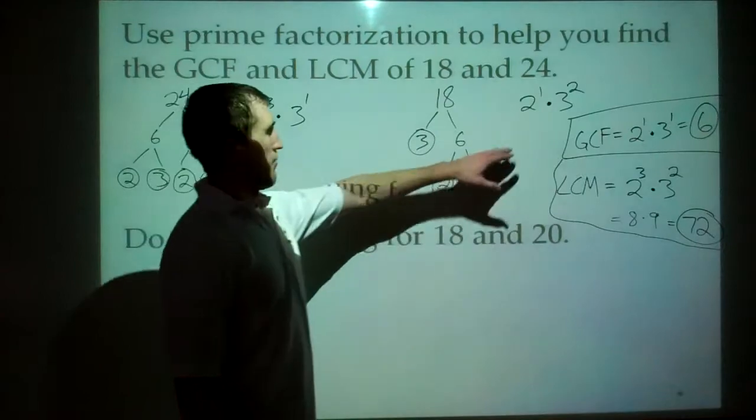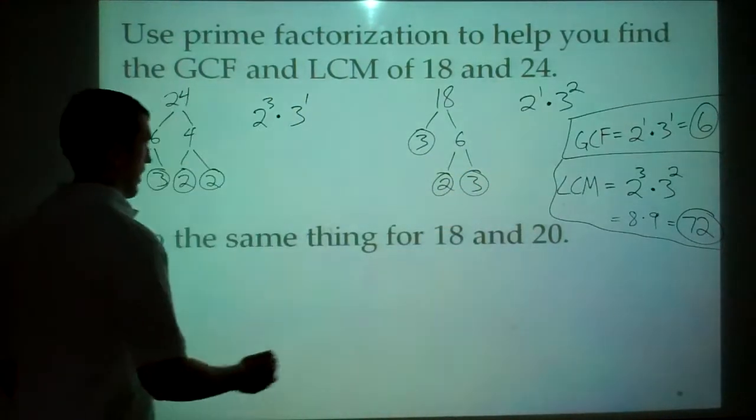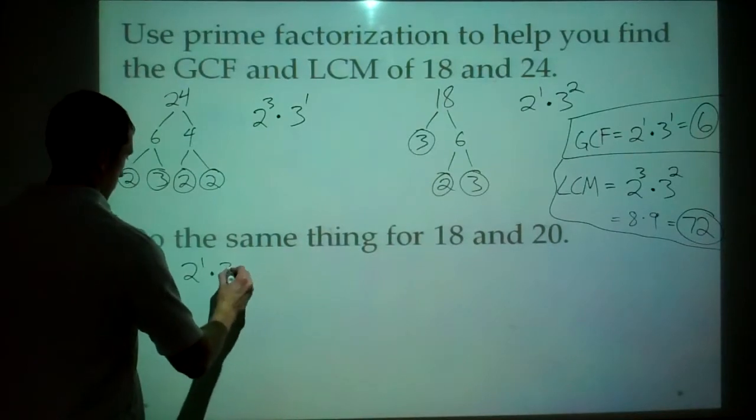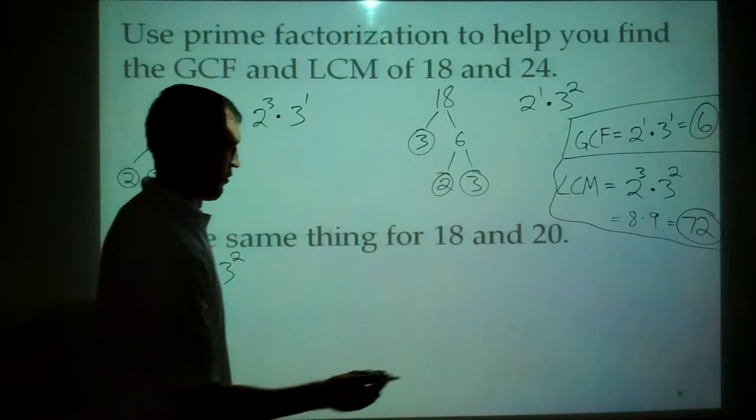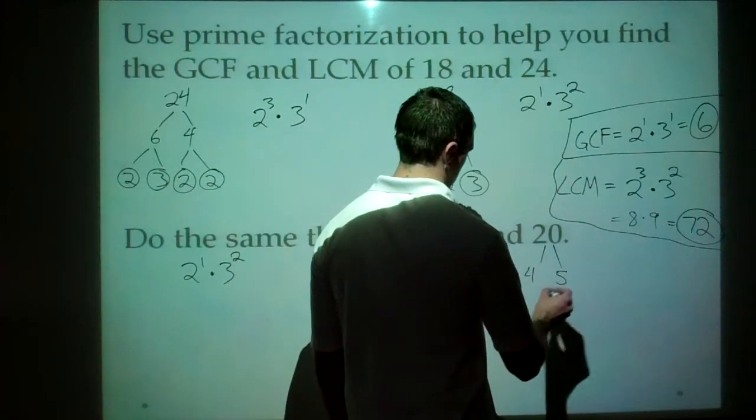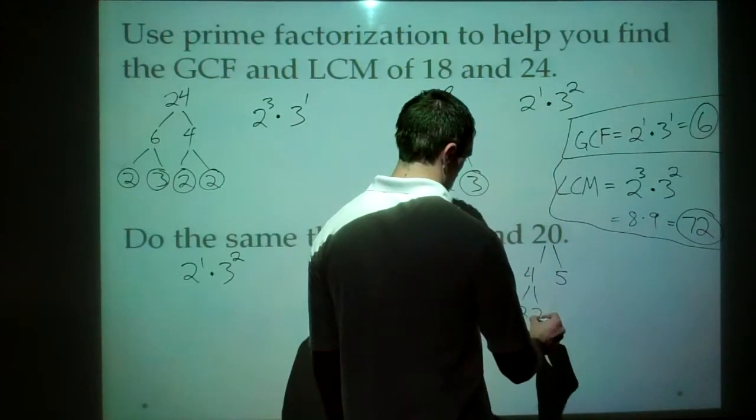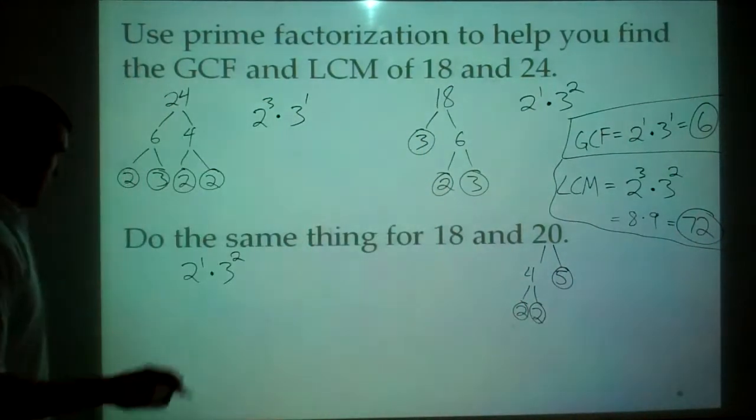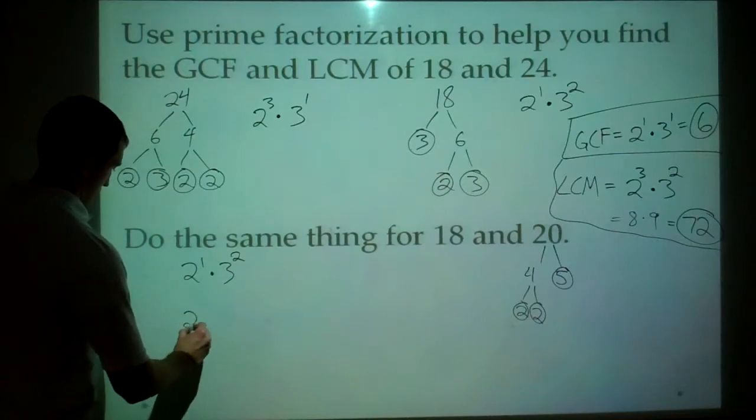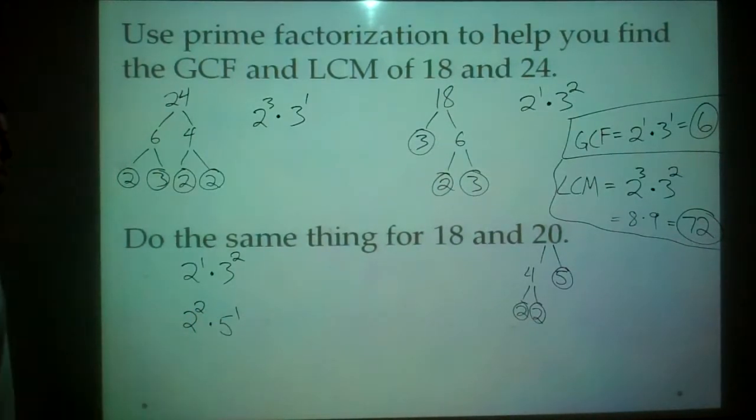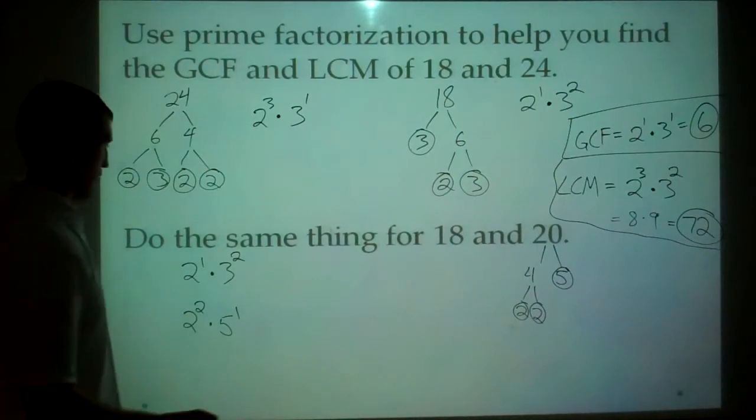Well, we already have the prime factorization for 18. That's 2 to the first times 3 to the second. Now if we look at 20 real quick, that would be 4 times 5 and 3 times 2. So 2 to the second times 5 for our other prime factorization. 5 to the 1.